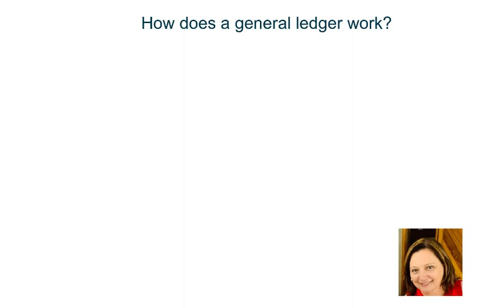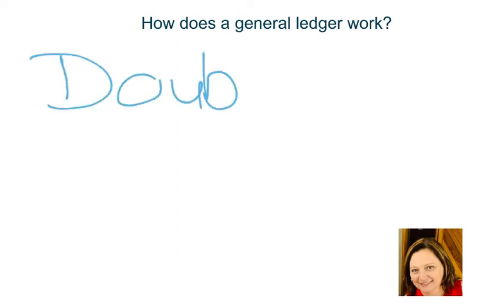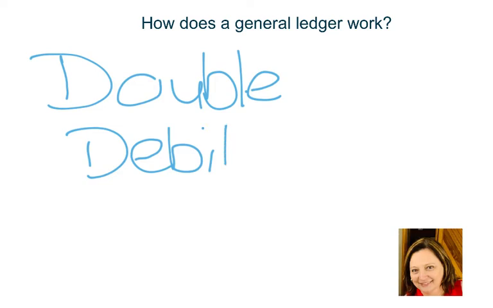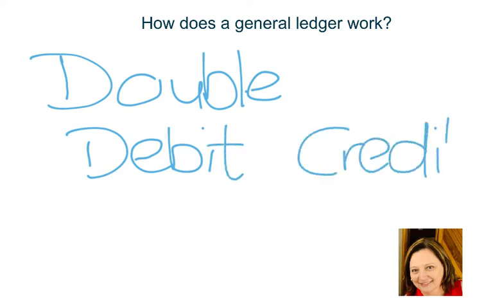How does a general ledger work? Now a general ledger is a double entry system. Double means 2. It's entries that you have on the debit and also on the credit. And at the end, your debits must be equal to your credits. This is how the general ledger works.